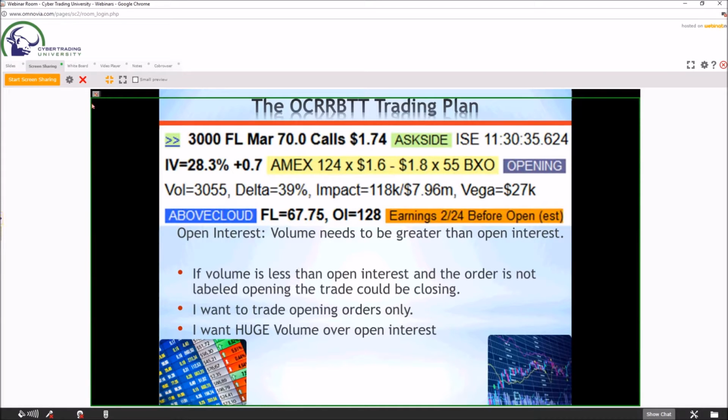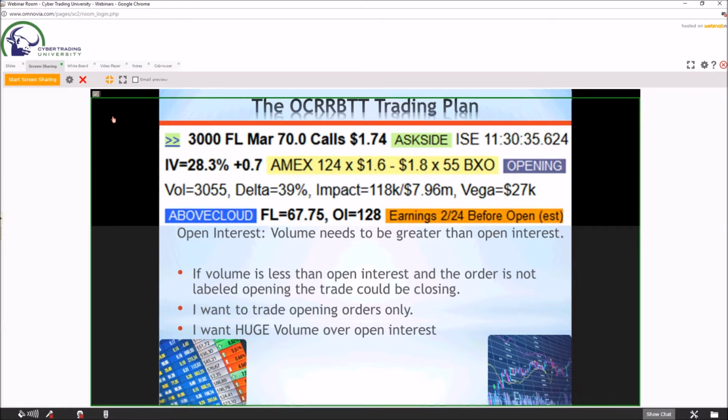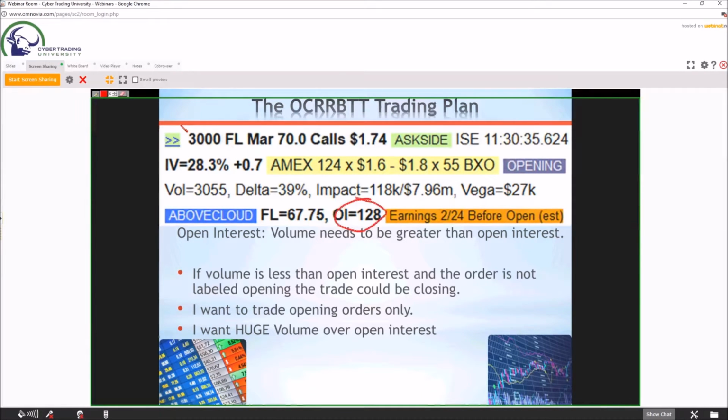Think about that logically. If the open interest was only 128 contracts and they're coming in now and buying 3,000, well, there aren't 3,000 here for them to close. So this has to be opening. If volume is less than open interest, there's a chance that the trade is a closing position, and then I don't need to look at anything else. I know I don't want to trade it.